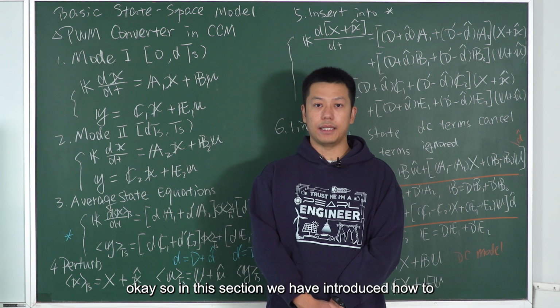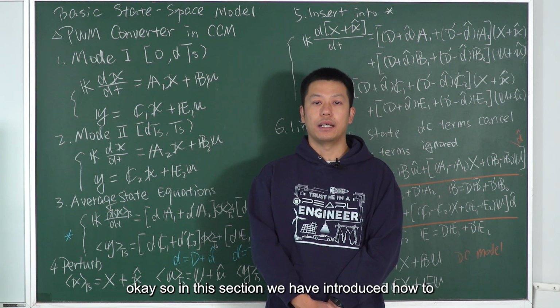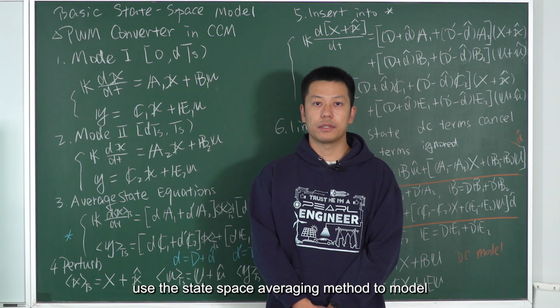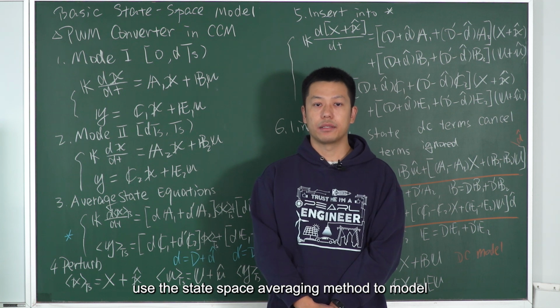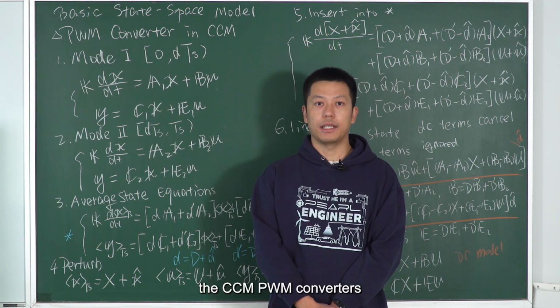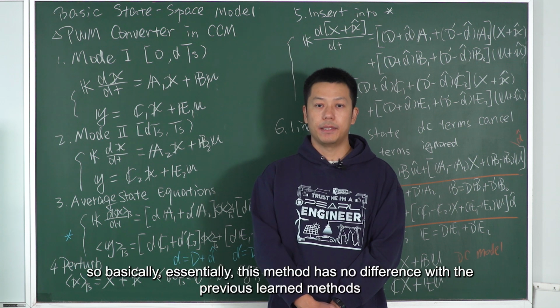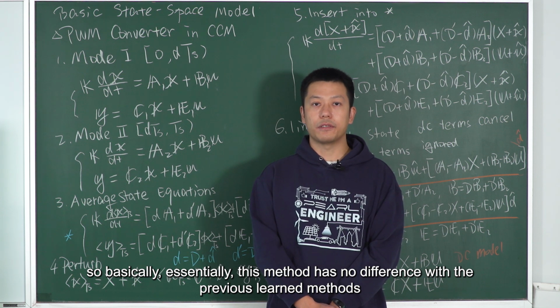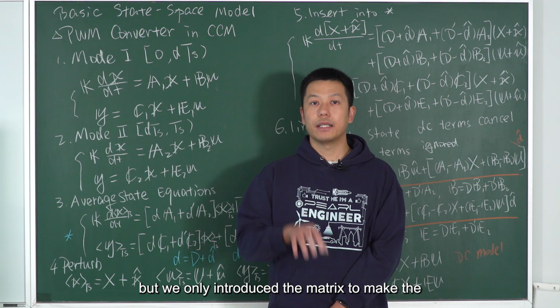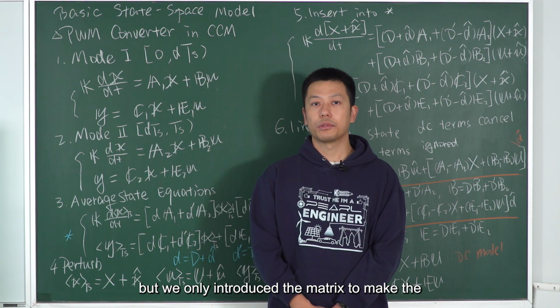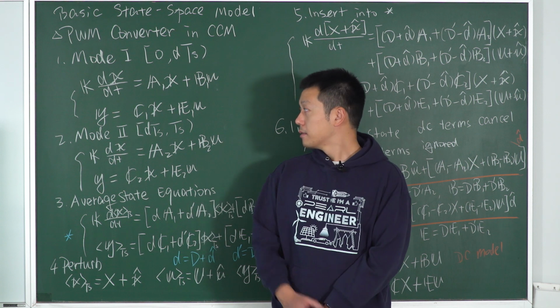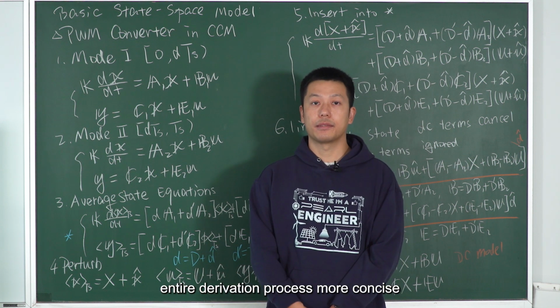Okay, so in this section, we have introduced how to use the state space averaging method to model the CCM mode pulse width modulated converters. So essentially, this method has no difference from the previously learned methods, but we only introduced the matrix tool to make the entire derivation process more concise.